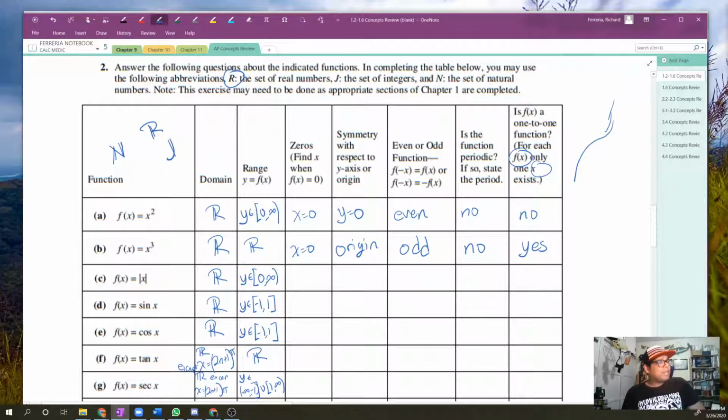Absolute value of x, this has a 0 when x equals 0. Symmetry, is it symmetric to, why did I say that? It's symmetric to the y-axis. So this has y-axis symmetry. And I see I'm making a mistake here. The equation of the y-axis is x equals 0. Why did you let me continue?